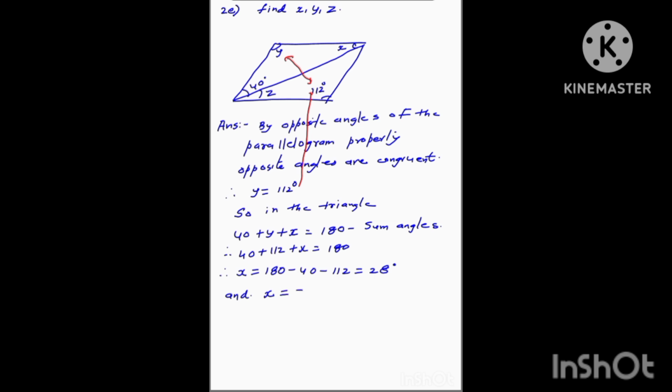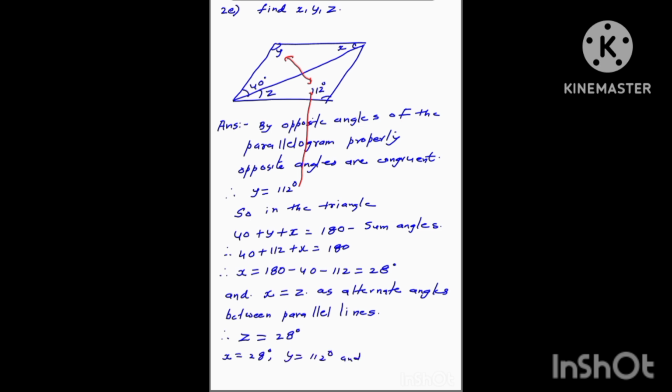Now x equals z, because these are alternate angles between the two parallel lines. Opposite sides are parallel in a parallelogram, and a diagonal is an intersecting line between these two. So z is alternate to x, so x equals z, and therefore z is also 28. So we write the answer here: x equals 28 degrees, y equals 112, and z is 28 degrees. That's the answer.